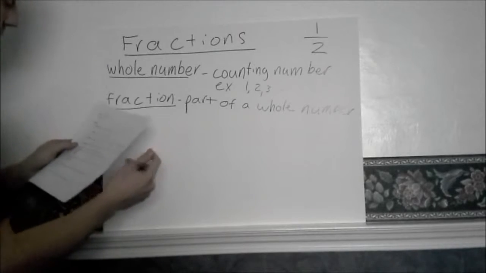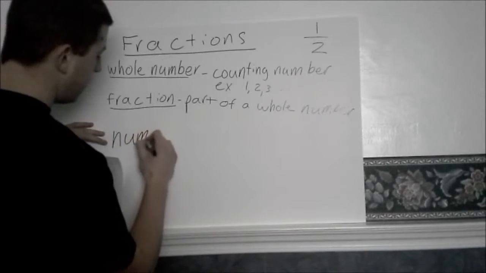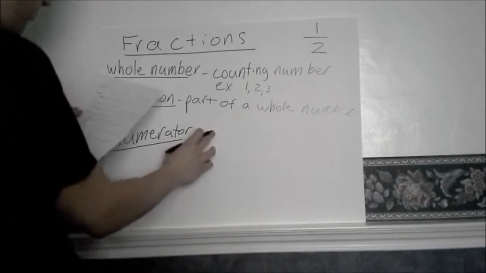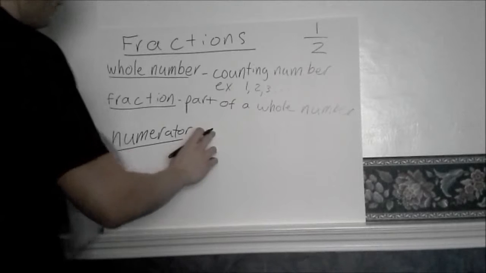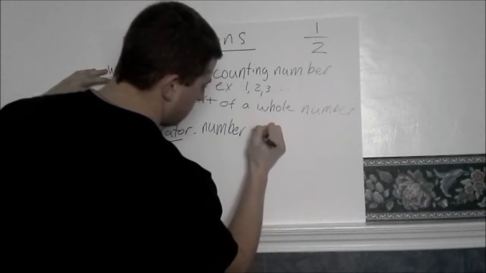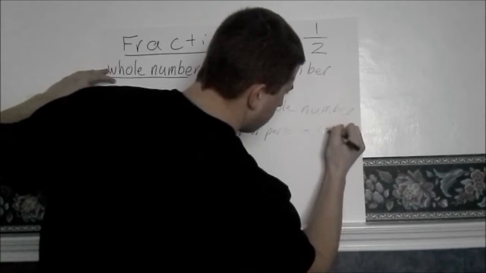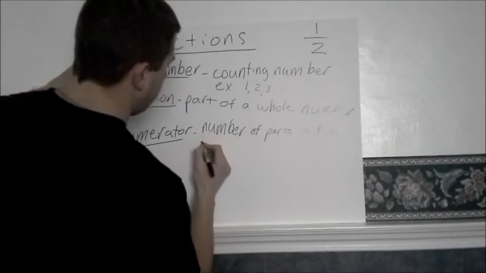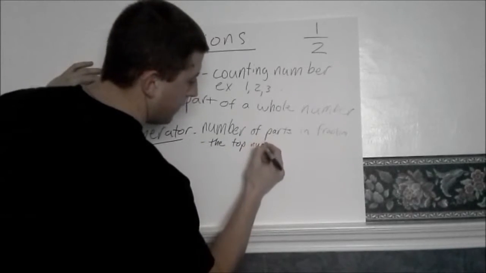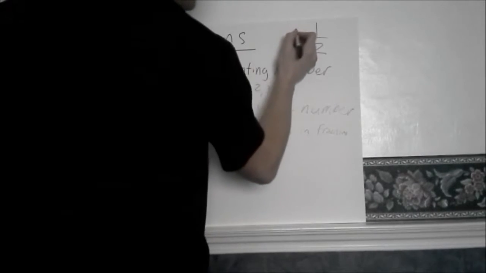So the next part, now we're going to go over the parts of the fraction. The first part is the numerator. Now the numerator is the number of parts in the fraction. It is also the top number in the fraction. So in our example up here, the numerator would be the number 1.